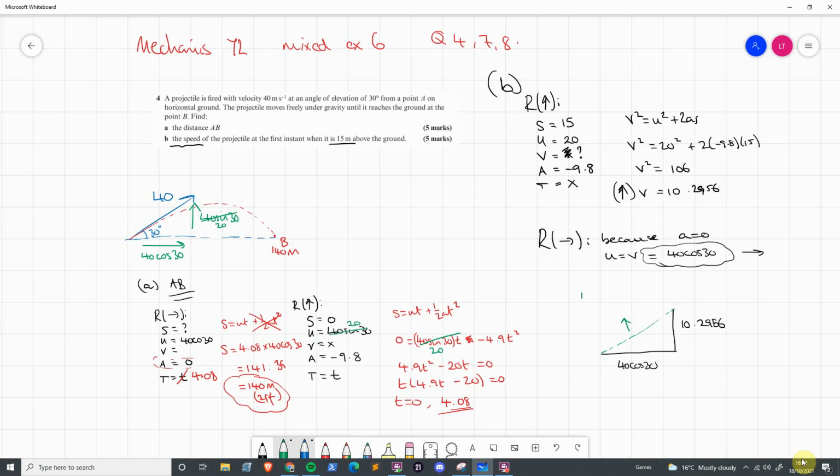So I can do some Pythagoras. All square rooted. So when I find that, I get 36.13. Again, two significant figures, 36 meters per second. So find out your speed in terms of vertical, find out your velocity, I should say, in terms of horizontal, and then do some Pythagoras.